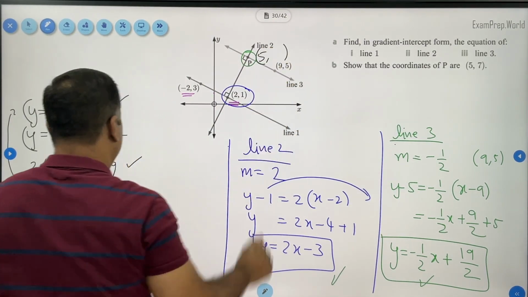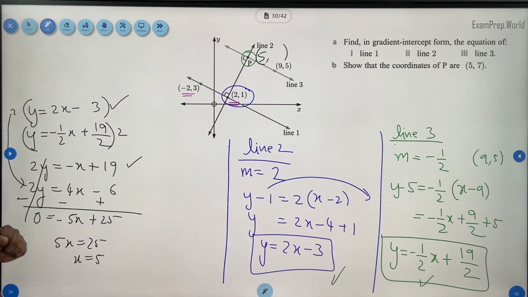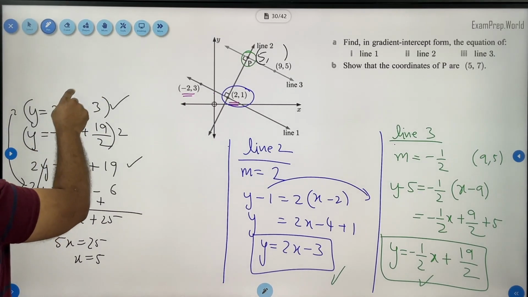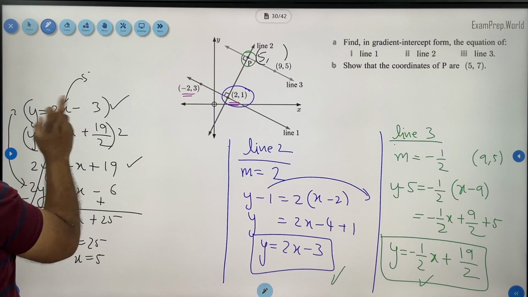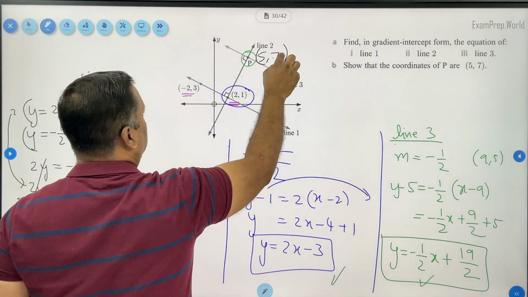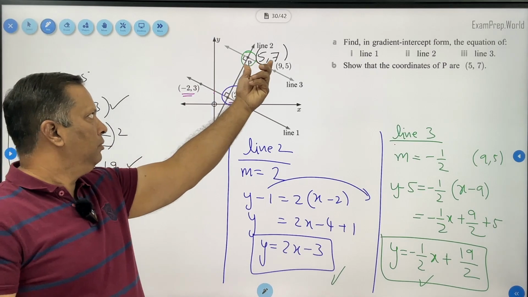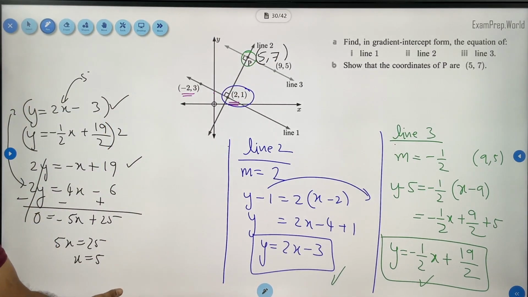Now we need y. You can input 5 in any one of these equations, you will get it. So let us input here. This seems to be very simple. Let's input 5 here. So 5 times 2, 10 minus 3, 7. Y equals 7. With this, we successfully found the coordinates of point P. And we used the system of simultaneous equations.